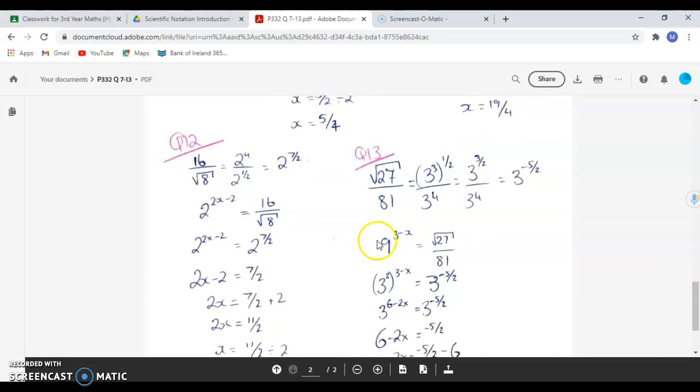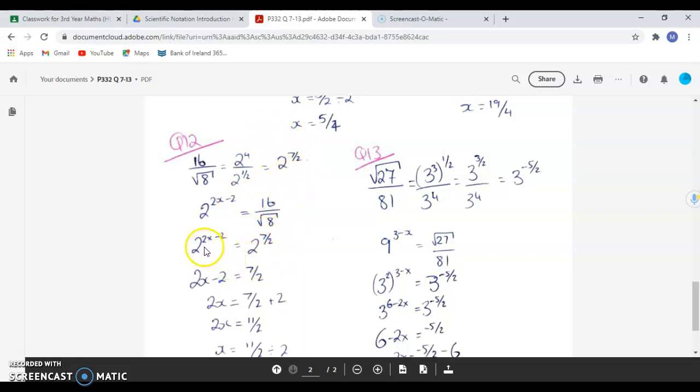So let's rewrite everything with 2 as a base. So that's 2 to the 4. This is 2 to the half. Subtracting, 4 take away a half is 7 over 2, correct. Okay, let's use that to solve this one here. So it's 2 to the 2x minus 2 is equal to that. Instead of this, we know from the start we can rewrite it as this. So we sub it in there.